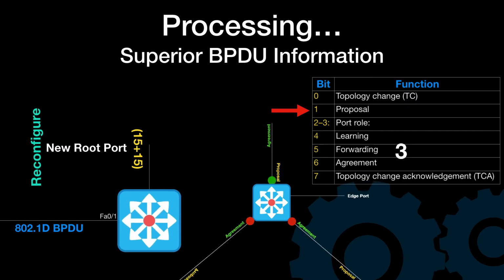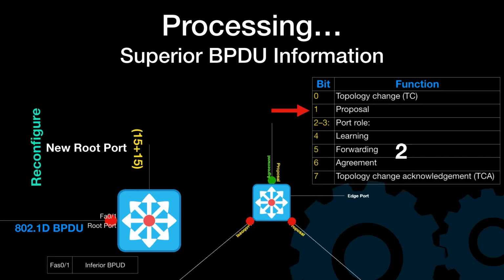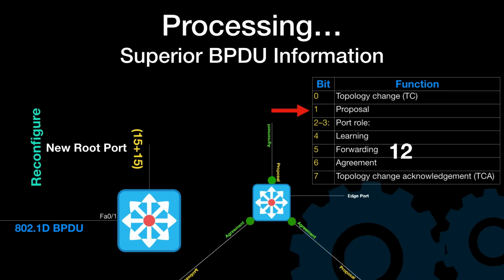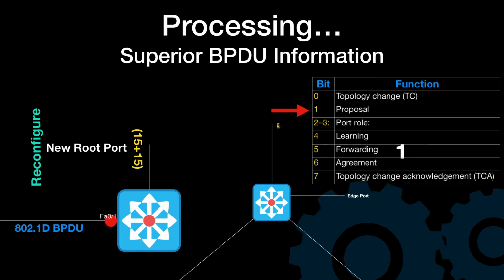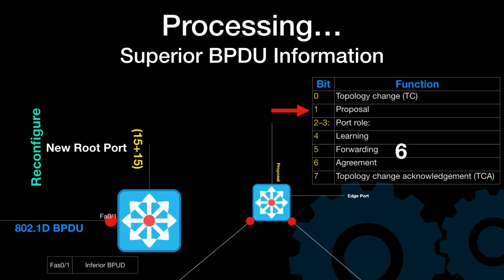Processing inferior BPDU information. If a designated port receives an inferior BPDU, such as a higher device ID or a higher path cost than currently stored for the port, with the designated port role, it immediately replies with its own information.